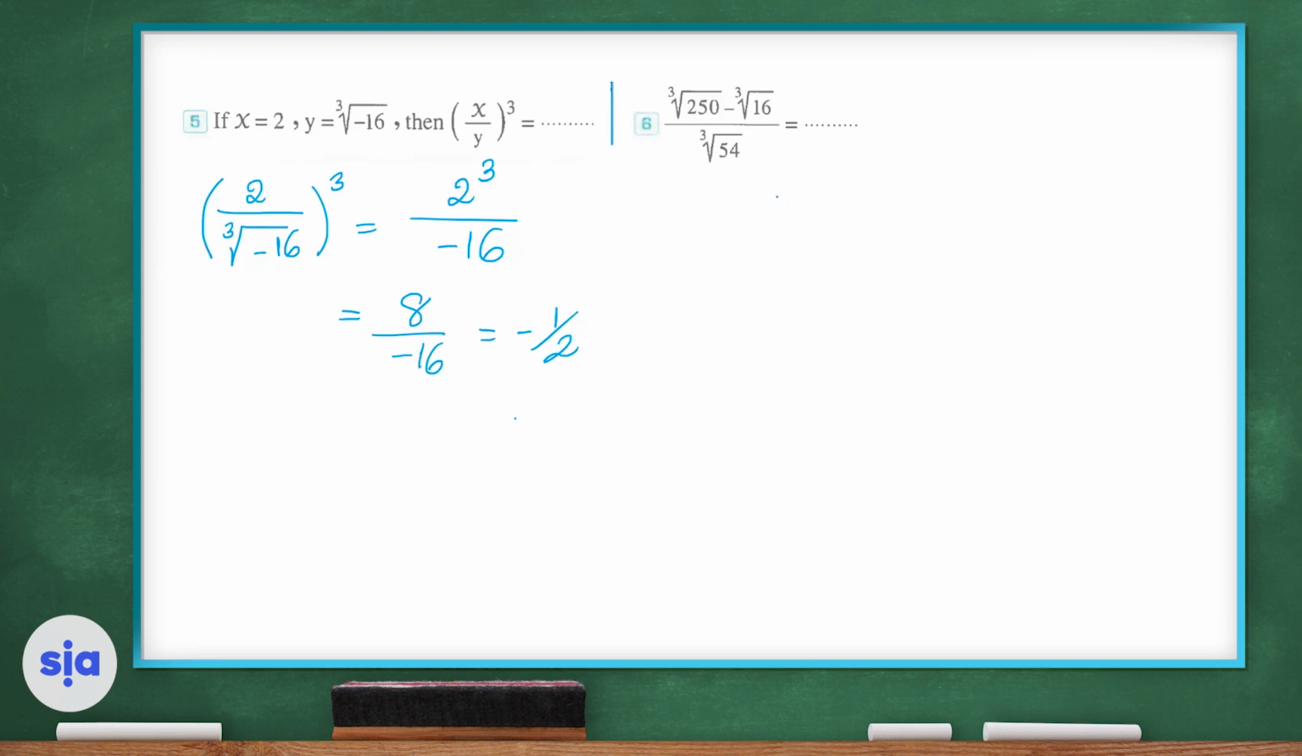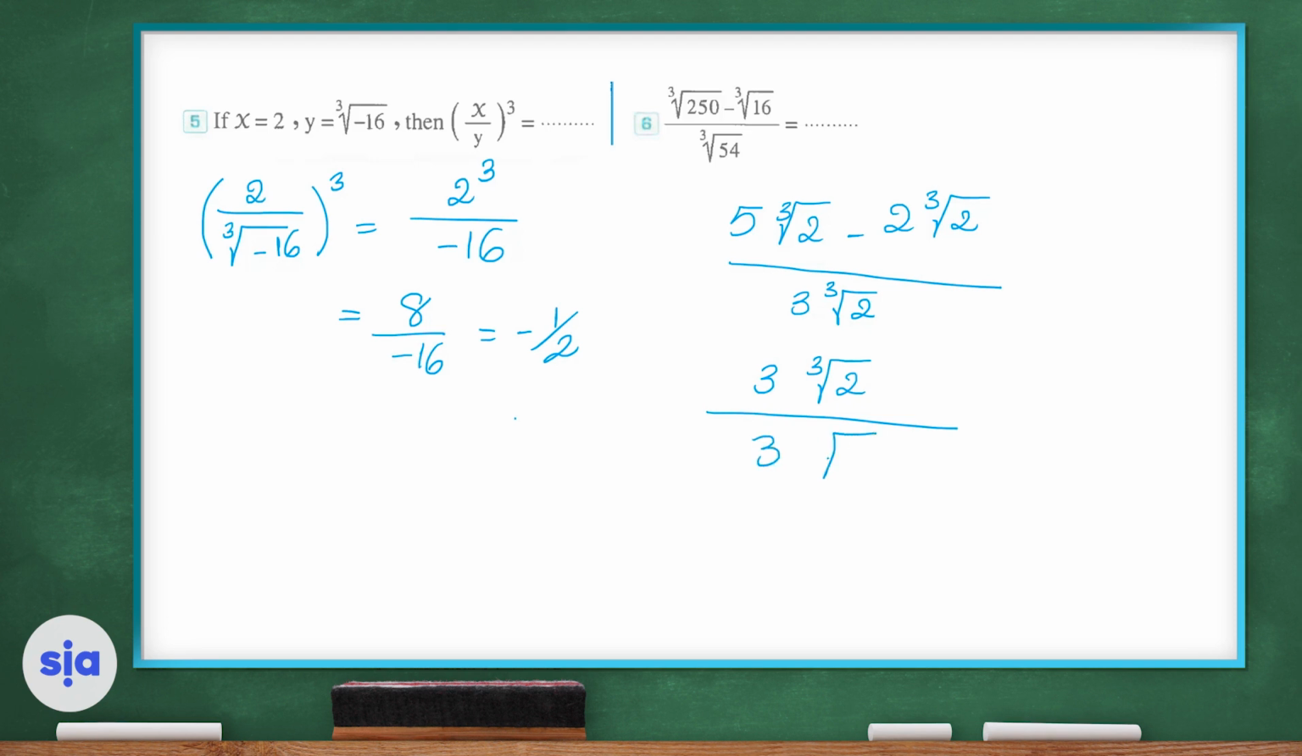In question 6, we need to simplify each of these cubic roots. So here, the cubic root of 250, if you simplify it, it will be 5 cubic root of 2 minus the cubic root of 16 is 2 cubic root of 2 over cubic root of 54 is 3 cubic root of 2. If you simplify the numerator, 5 minus 2 is 3 cubic root of 2 over 3 cubic root of 2. Then the final answer is 1.